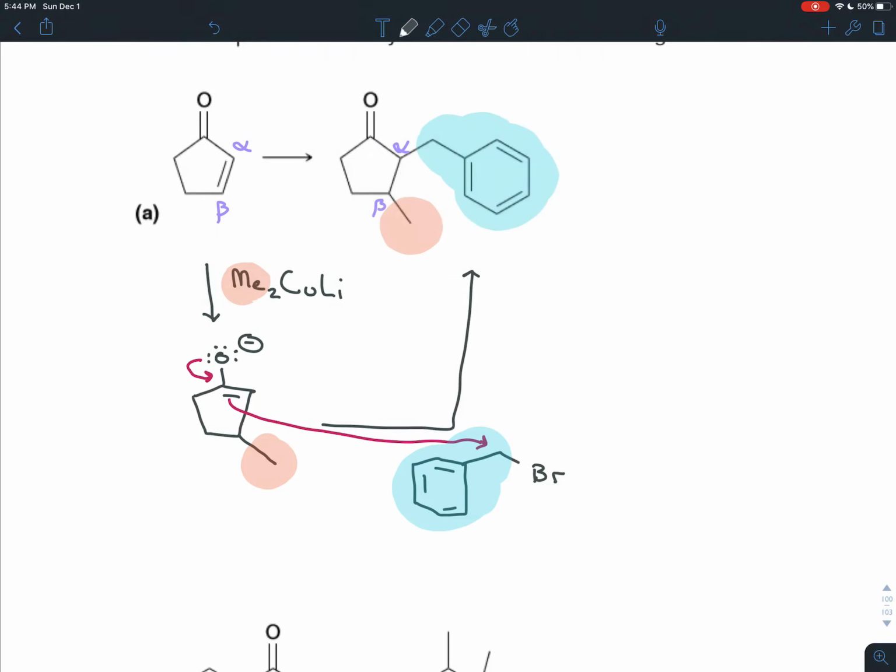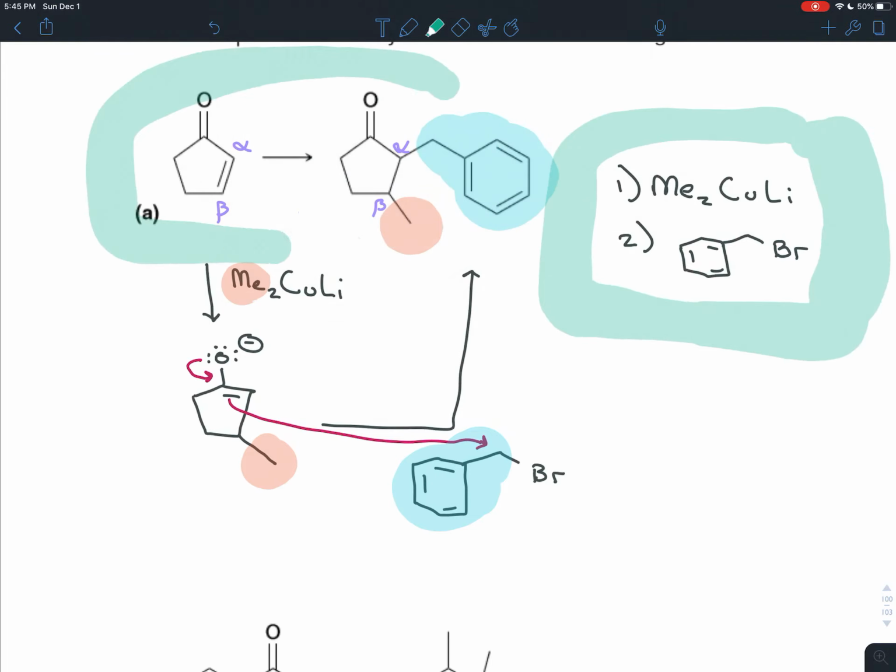So overall, first, dimethyl lithium cuprate, Gilman reagent, followed by this alkyl halide. And that would be called benzyl bromide. And those two simple steps can accomplish what would at first look like a really daunting transformation.